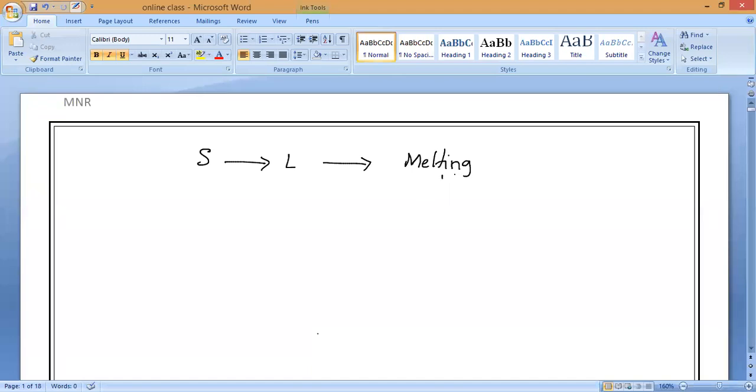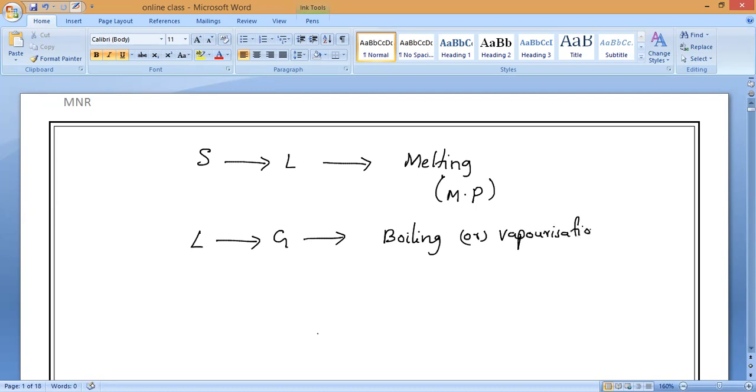At a particular temperature it will start melting. That is the point we call the melting point. In the same way, liquid to gas we call boiling, and boiling we also call what? Vaporization. Understand? This vaporization also will start for every substance at a particular point. That point is what we call the boiling point.